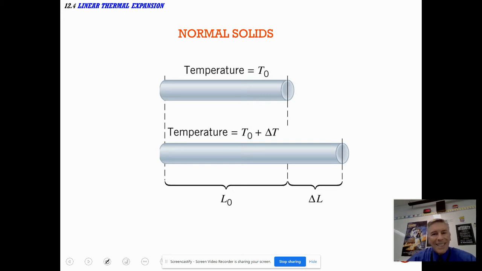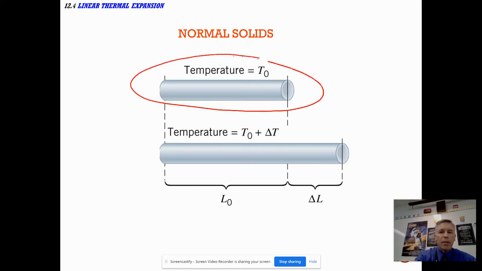So if you take a normal solid at a particular temperature, this is the original temperature of it, and it has a certain length, if you change the temperature of it, that length is going to change. Now, if you increase the temperature, in other words, if your delta T is positive, then it's going to get longer, so it's going to expand. If the delta T happens to be smaller, in other words, it decreases, that's going to be a negative answer, and therefore it's going to shrink.